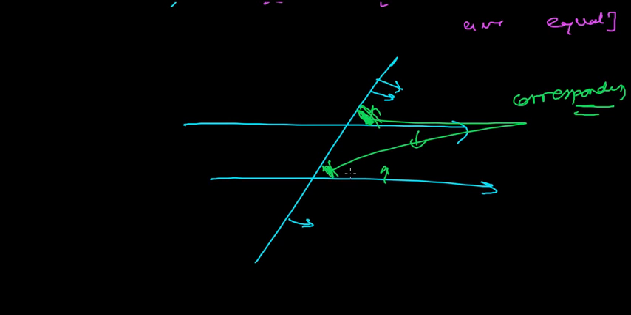Keep that in mind. And in the next video, we're going to learn how the alternate interior angles are equal when a transversal line intersects the two parallel lines.